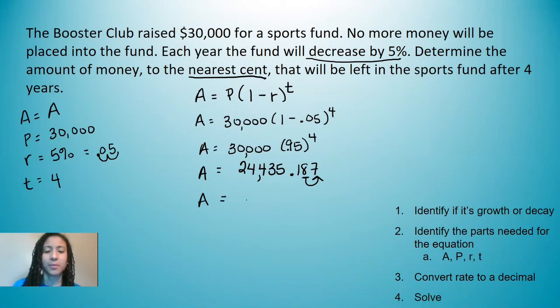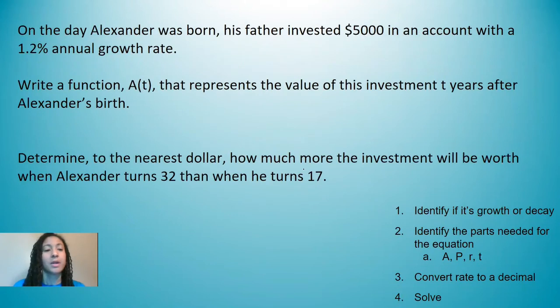A is equal to 24,435.19. All right. Our next one.